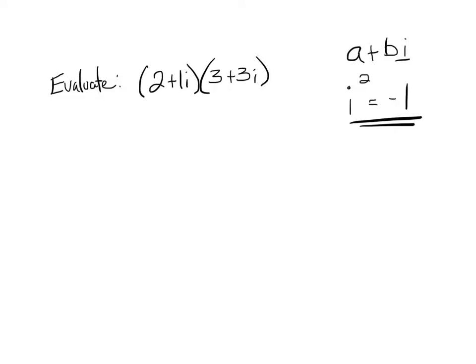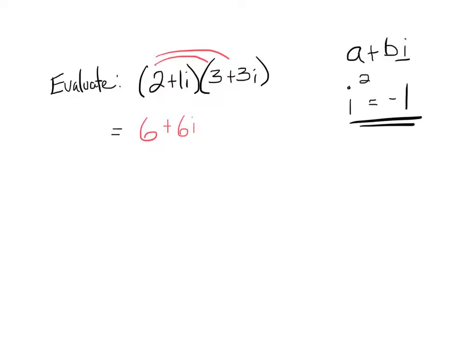Okay, so here's what we're going to do. We multiply in the same way that we multiply binomials. This is like a FOILing process. We're going to multiply each term of the first polynomial by each term of the second here, or in this case, complex numbers. So 2 times 3 gives us a 6, and then 2 times 3i gives us 6i.